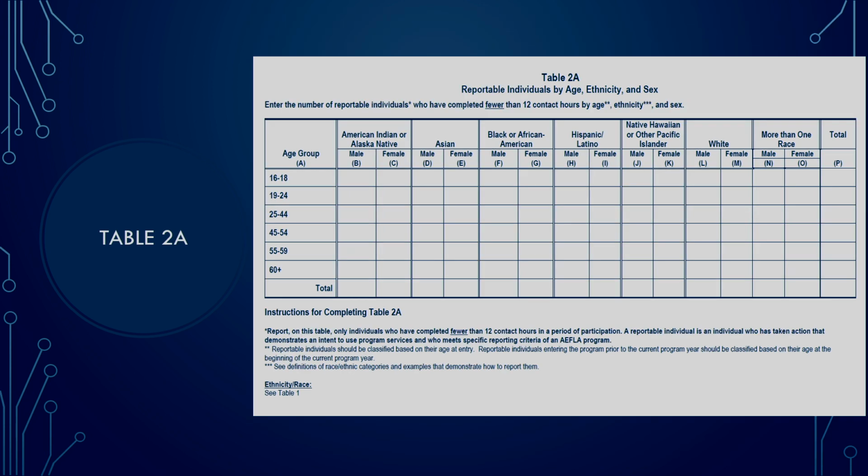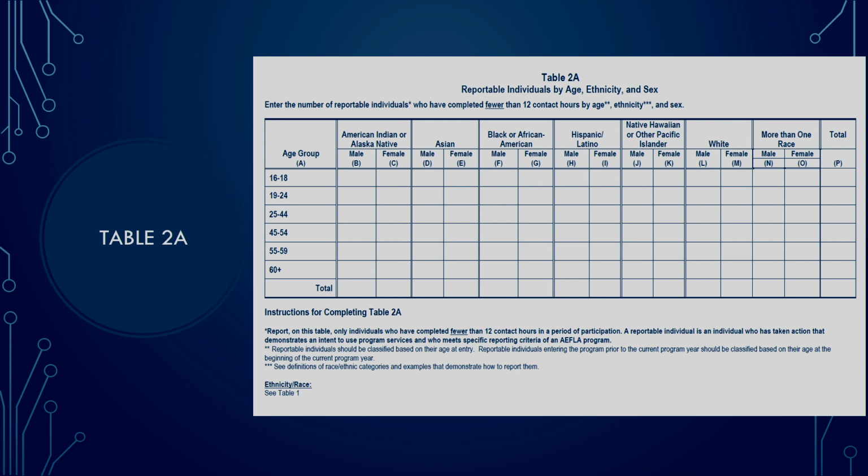Okay, moving on. Table 2A, as I was talking about in the definitions slide, this one is dealing with reportable individuals. Again, if you notice, it does look very identical to Table 2. The only difference is these students do not have 12 hours or they don't have a pretest, just one of the two options. They could not have either option and be reported on this.